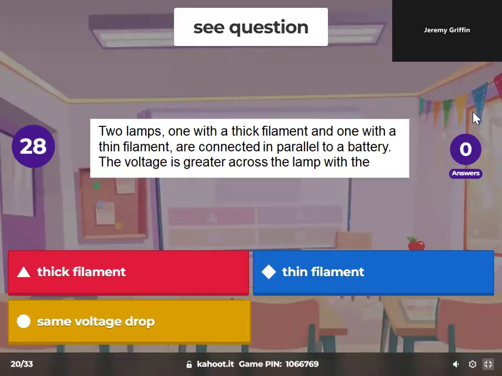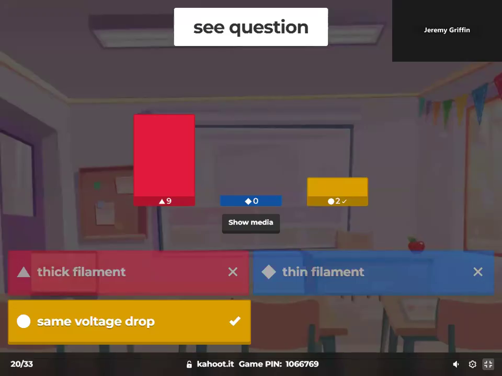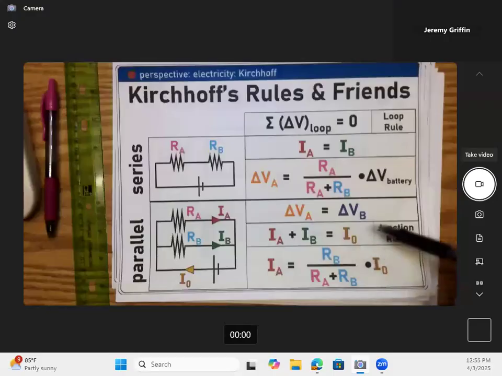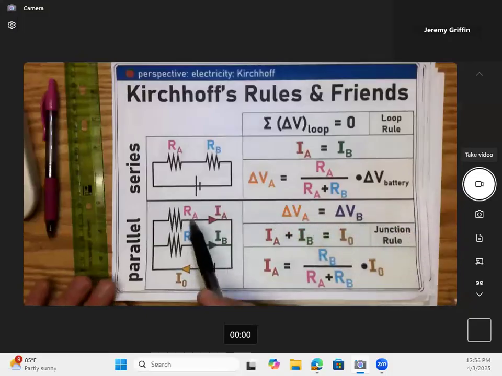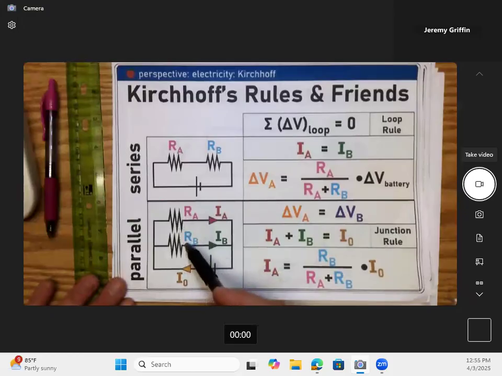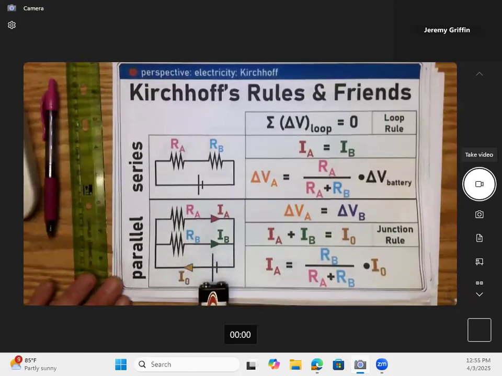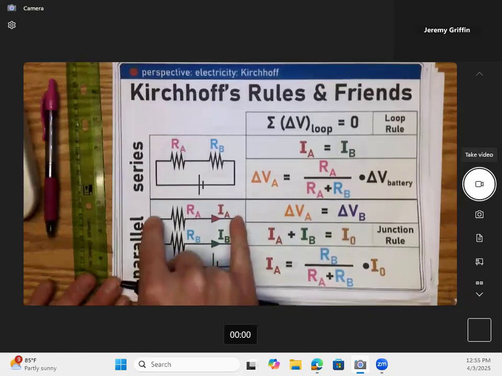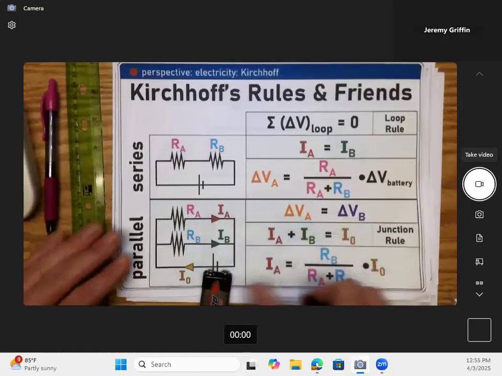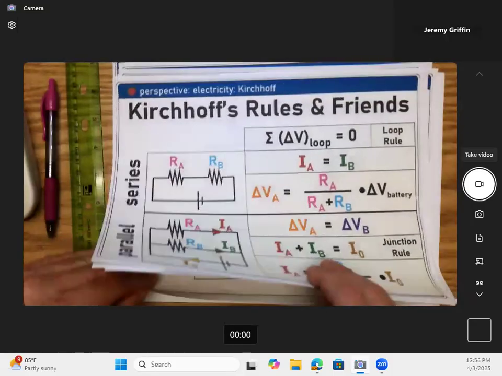Two lamps, thick filament, thin filament, connected in parallel. The voltage is greater across the lamp with the, we're talking about parallel. Voltage in parallel. What do you guys know about voltage in parallel? It is always the same. Okay. That's this rule right here. So again, if you have 3 ohms here and 7 ohms here, they're different resistances. But if you have a 9-volt battery, isn't it 9 volts across this one and also 9 volts across this one? Yeah, it's the same voltage. Okay. Now they'll have different currents going through them. That's okay. But same voltage.